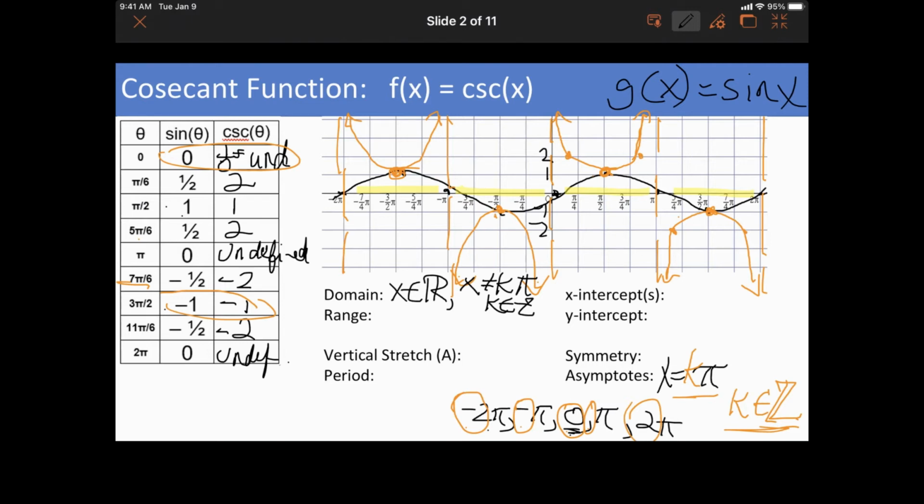Now range is a little different as well. Range is different because you can see this is here and up, but there, here it's below. So in this middle part and here, there's no range. Remember, the black part is sine and not cosecant. So the range, it looks like it is from this part down. So it is y is less than or equal to -1. And it also y is greater than or equal to 1. So that's 2.